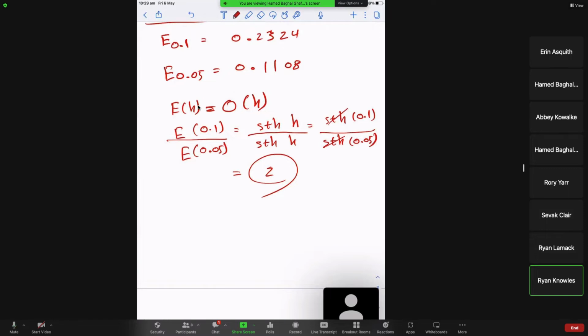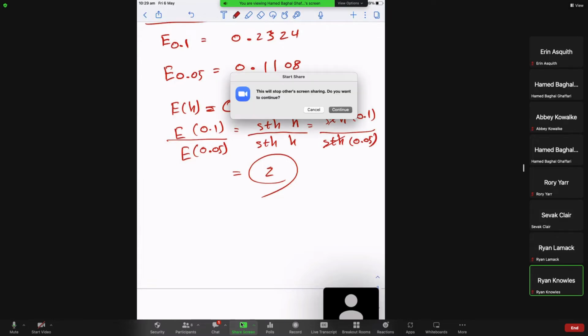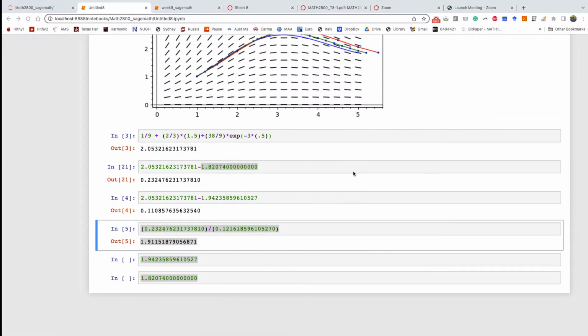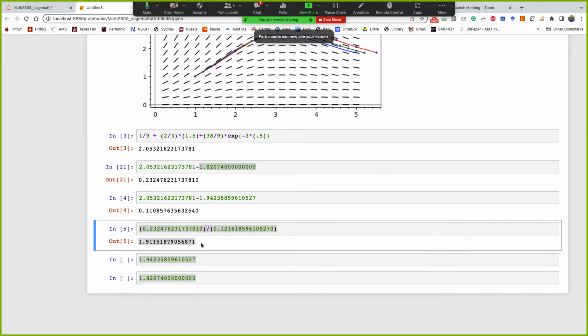Now let's say goodbye to the here. I'm just going to share now from my laptop. What we have obtained is this answer, 1.9115. Okay, it's beautiful, yes? Very close to 2, I think.